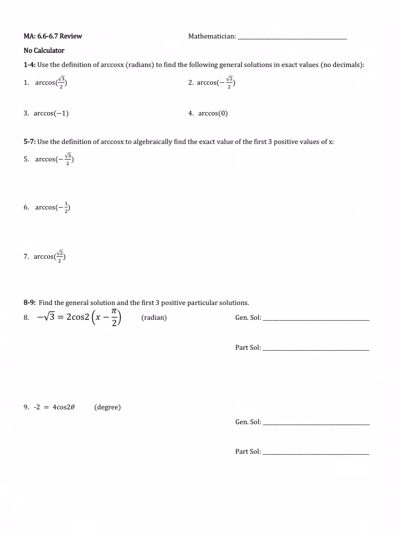Something we should know to start off with is when you're doing your inverse cosine, a positive ratio comes from the first quadrant, a negative ratio will come from the second quadrant.